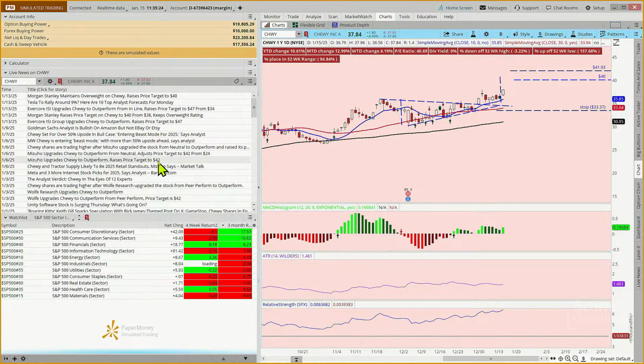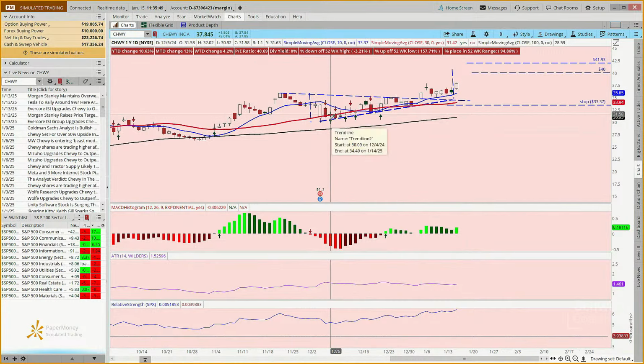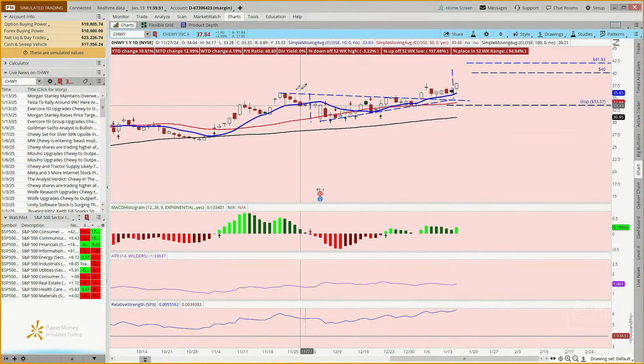Well, they've raised the price target to 42, Mizuho. Evercore raised the price target to 47, Morgan Stanley to 40. So analysts seem to be pretty bullish on this. Could we do a long call vertical? Yes. And some might call this a rising wedge.